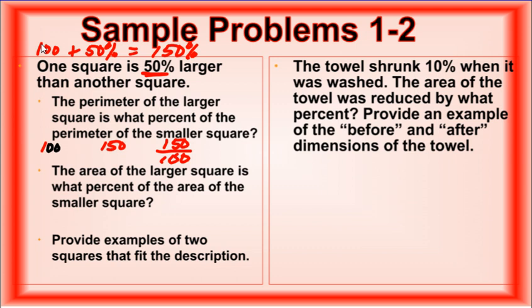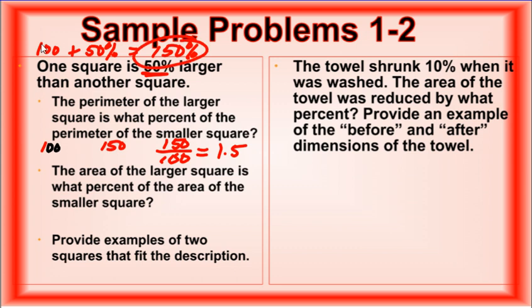So it says the perimeter of the larger square is what percent of the smaller. So you're comparing the larger one to the smaller one. So if I were to simplify this, 150 divided by 100 would just be 1.5. So what percent would that be? That would be 150%. And we're going to use that scale factor shortly. So this would be 150% as I had up here.